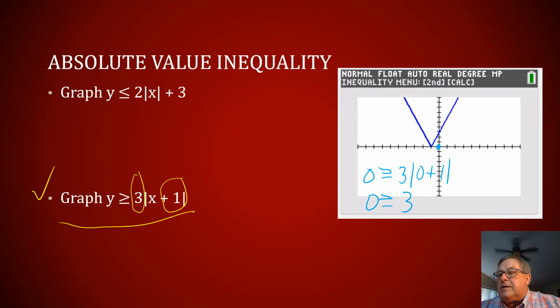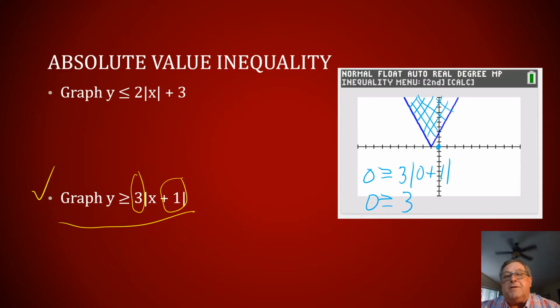All right, and I asked myself, is 0 greater than 3? Well, of course it's not. And so therefore, I'm going to shade the region opposite of that. And so my solution set is going to lie inside the V because my test point was outside the V.